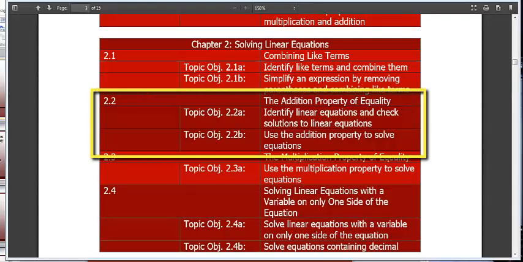Today we will be in Chapter 2, Section 2, the addition property of equality. Our two topic objectives for this section are to identify linear equations and check solutions to linear equations, and to use the addition property to solve equations.